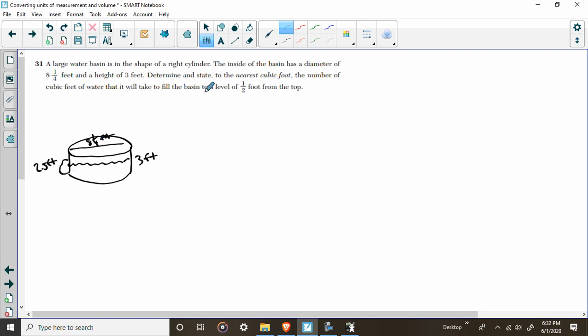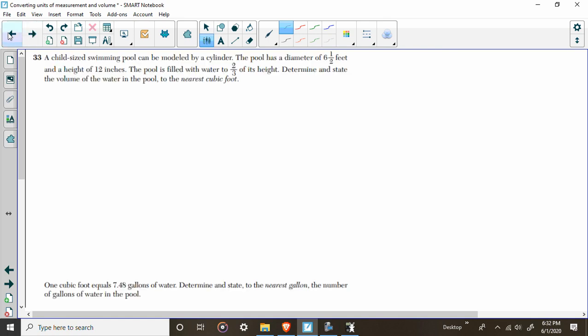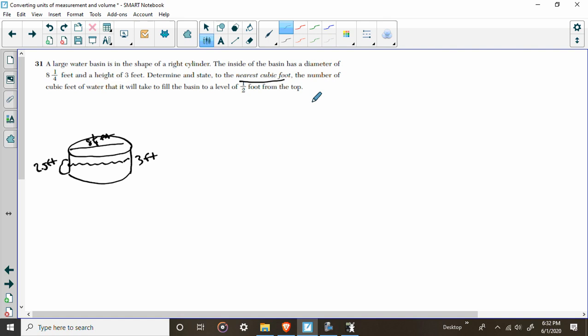And again, the number of cubic feet of water, to the nearest cubic foot. We're going to take a step further because I believe we have the conversion to put it in gallons as well. So to find the volume of a cylinder, it is equal to pi times the radius squared times the height. So the volume is going to equal pi times, well, what's 1/2 of 8.25?